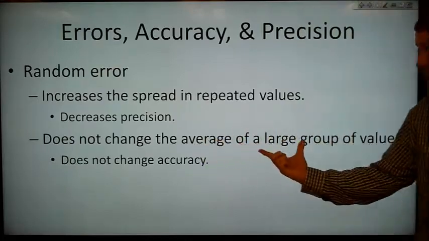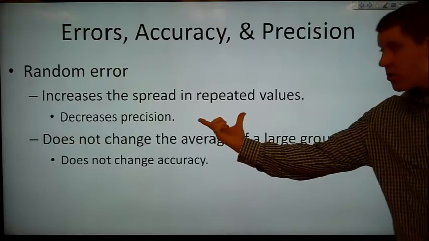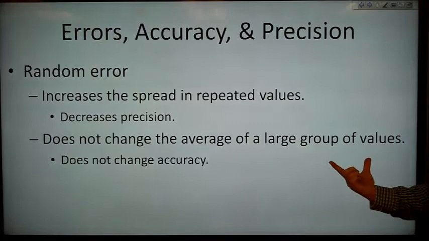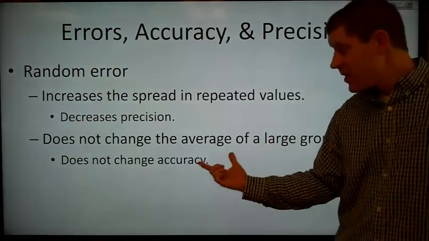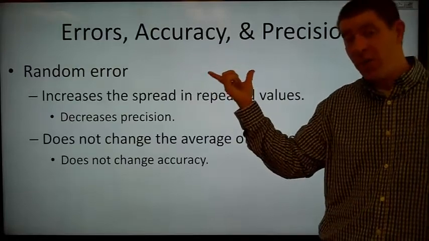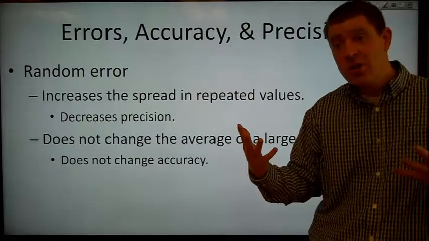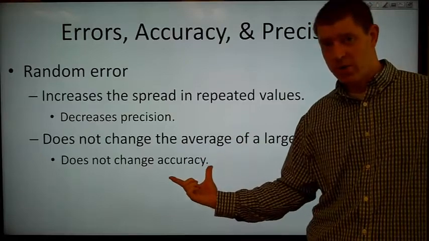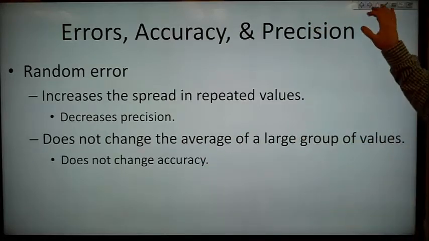But so the random error changes the precision, it decreases the precision, but it doesn't change the average of our large group of values, which means it doesn't change the accuracy. So you may have some random error that could be pretty bad, but if you take a very large number of measurements, you'll get pretty close. Your average will be close to the true value.